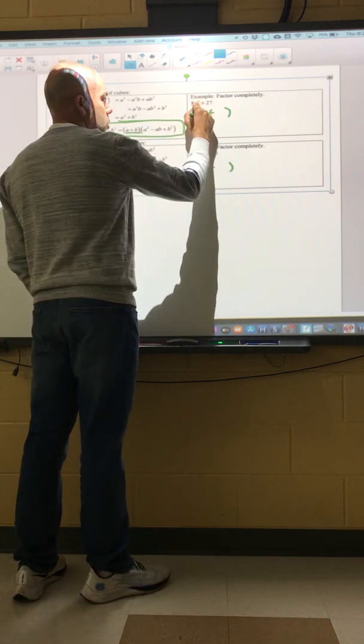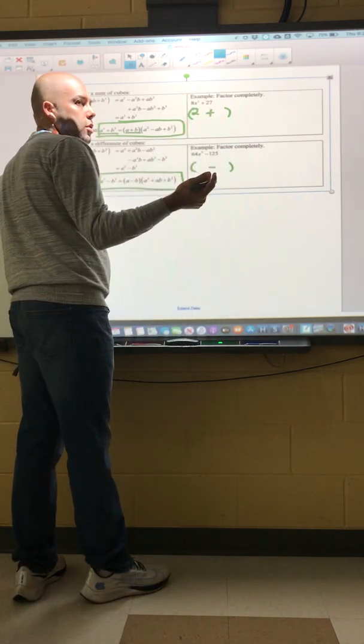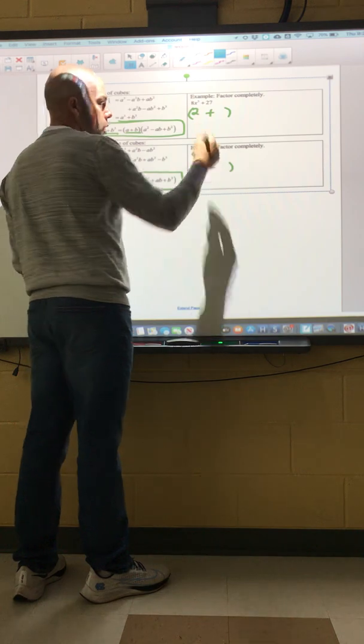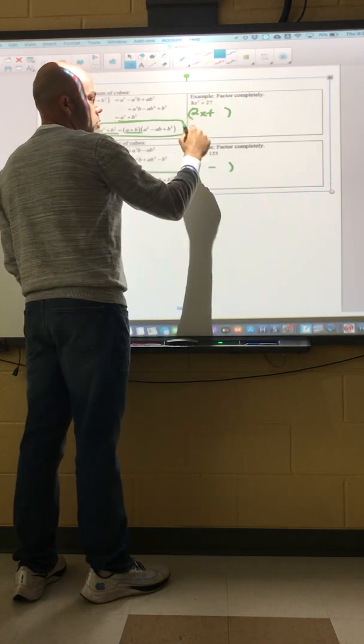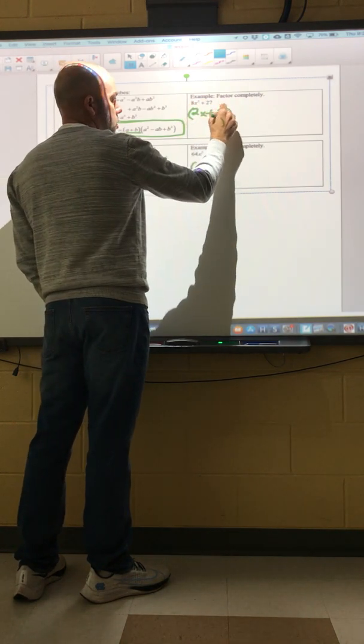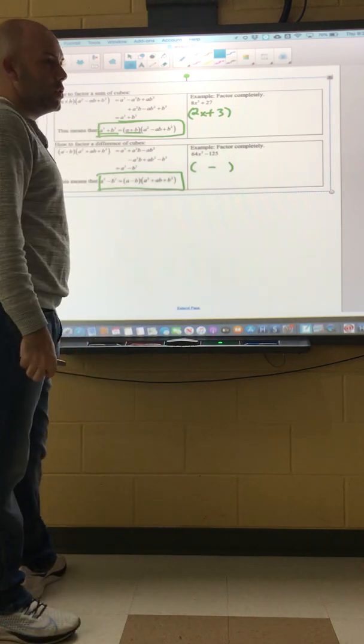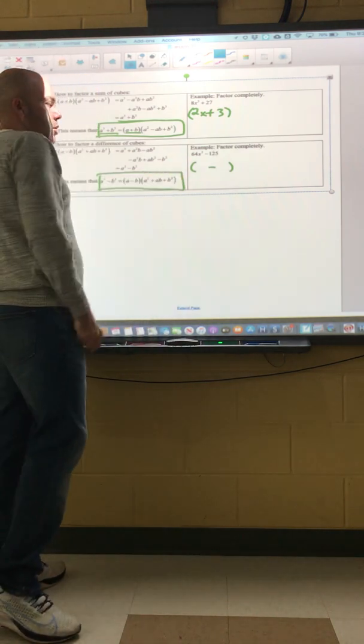Cube root of 8 is 2, and then x cubed. Well, the cube root of x cubed, we divide that exponent by 3, we get x. Cube root of 27, well, the cube root of 27 is 3. So that's how we form that first term. Okay, let's show it down here with a subtraction.